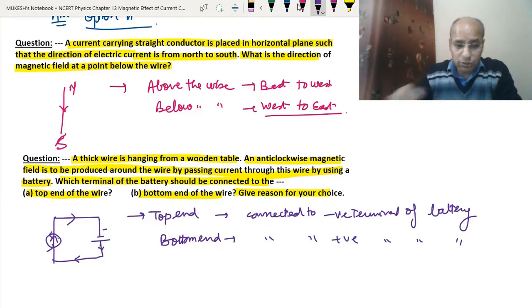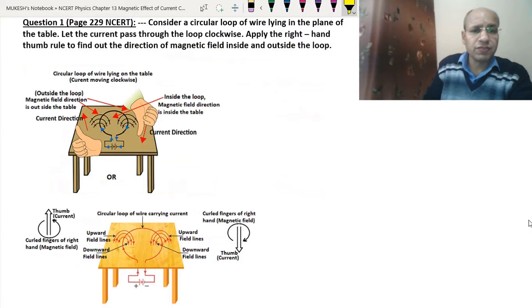Now let's do the question on coil. See, we have the question. This is the question from NCERT book. Consider a circular loop of wire lying in the plane of the table. Let the current pass through the loop clockwise. Apply the right hand thumb rule to find the direction of magnetic field inside and outside the loop. See, this is the loop.